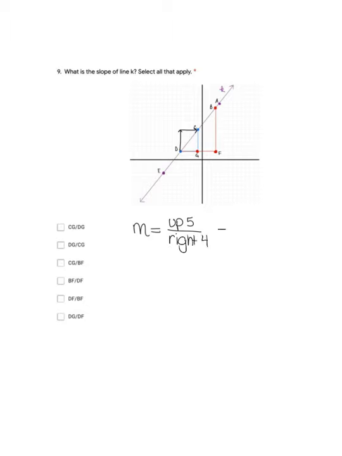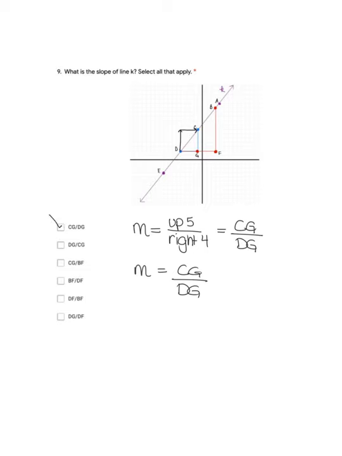Okay. This is equal to, if we think about going up 5 units, this is actually equal to the length of segment CG. And if we think about going right 4, this is equal to the length of segment DG. Okay? That is why we can say the slope of this line is equal to CG over DG. Therefore, the first answer choice is correct.